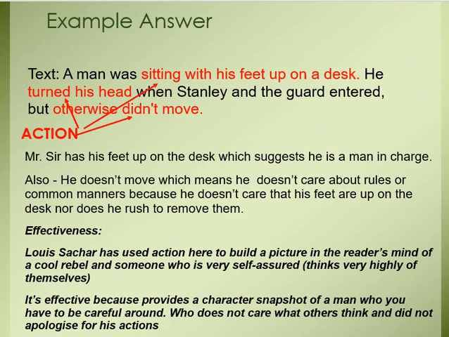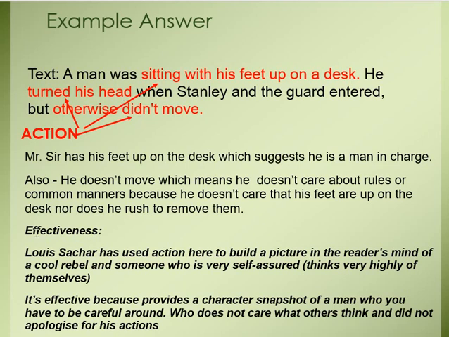And we know this is Mr. Sir. So he sits up with his feet on the desk, which suggests that he's the one in charge. He's got the power. Also, he doesn't move, which means he doesn't care what other people think or the rules or common manners. He leaves them up there. He doesn't rush to remove them when the people come in.